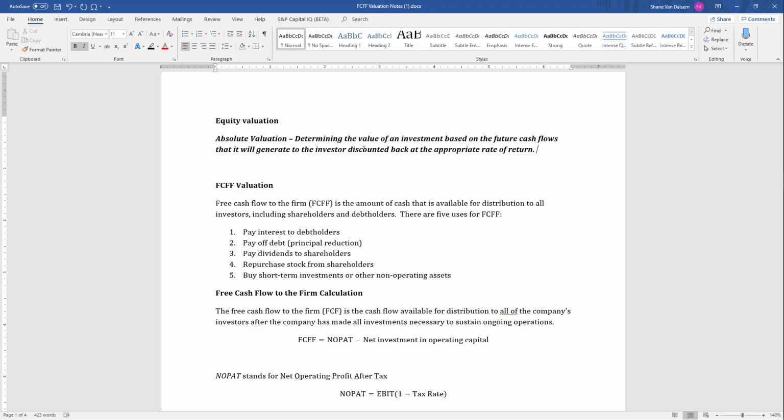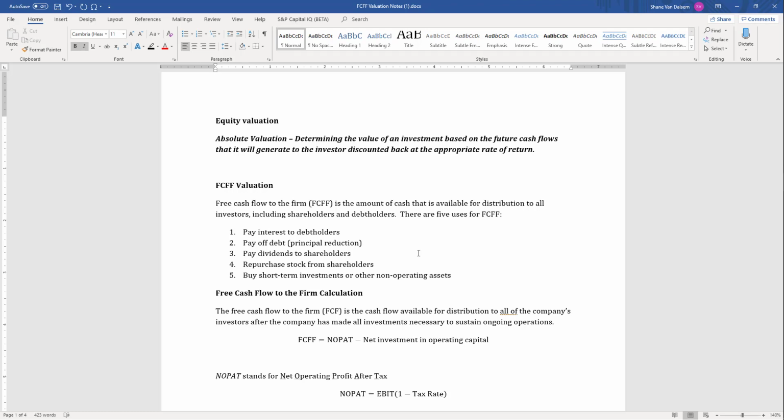Free cash flow to the firm is the amount of cash that is available for distribution to all of the investors of the firm, including shareholders, stockholders, or debt holders, which would also include bondholders. There are 5 uses for free cash flow to the firm: pay interest to debt holders, pay off debt or principal reduction, pay dividends to shareholders, repurchase stock from shareholders, and buy short-term investments or other non-operating assets.